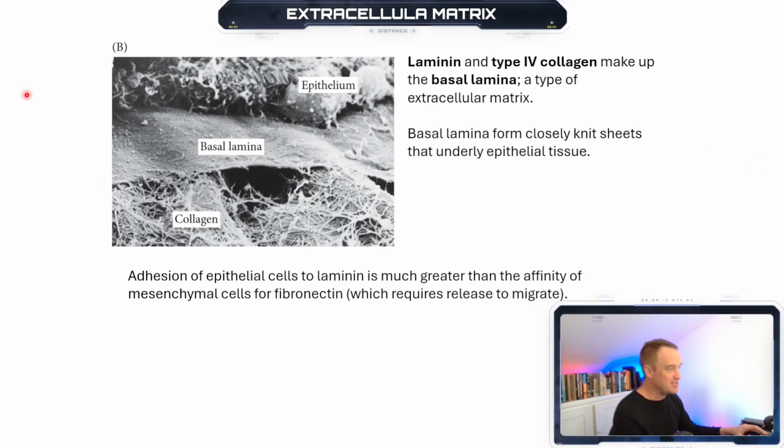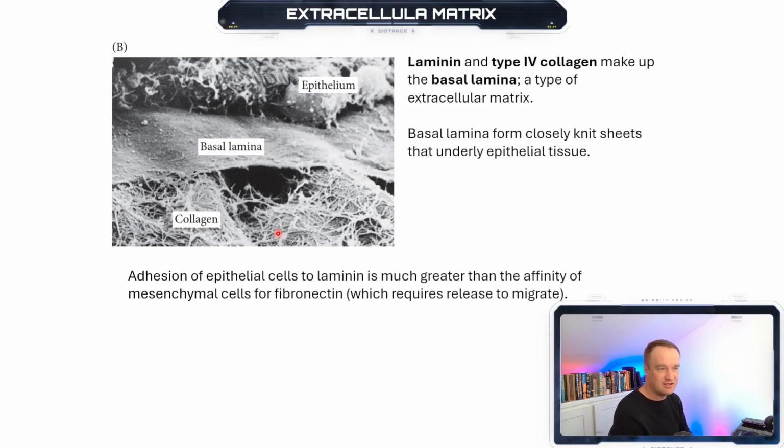So extracellular matrices are made up of collagen and proteoglycans, as we said. Laminin is found with type 4 collagen, which makes up the basal lamina, which is a layer. As you can see, we have the epithelium, which is the tissue, and we have this basal lamina, and then collagen on top of it. So this is part of the extracellular matrix here. Basal lamina forms these closely knit sheets. It's not really fibrous, just a flat sheet that underlies this epithelial tissue.